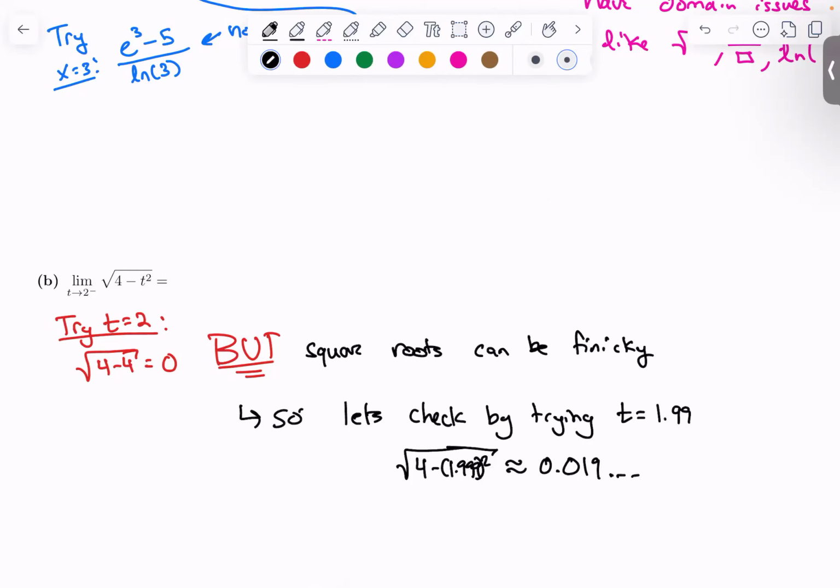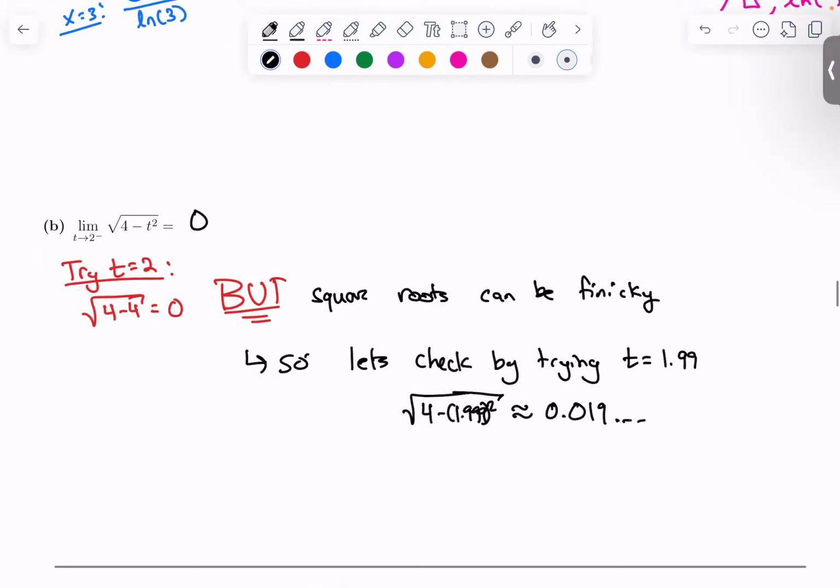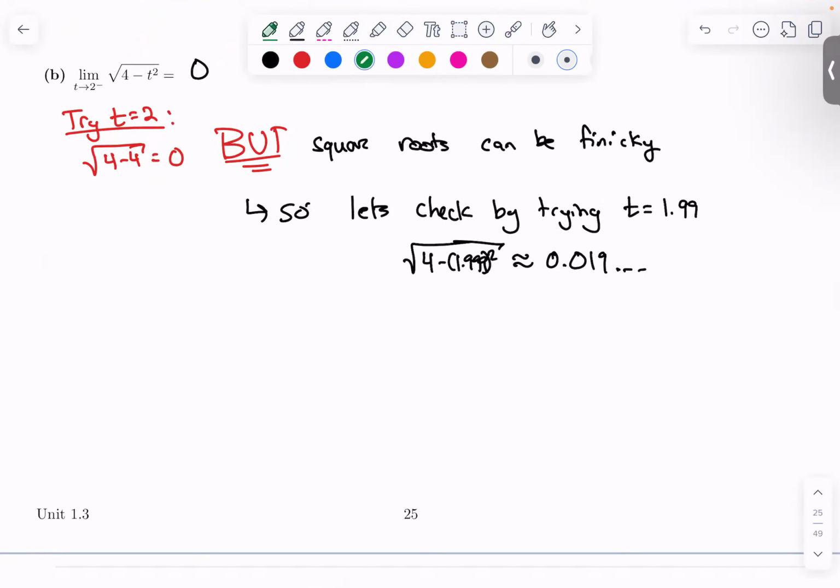But remember, we're trying to approach it. So really, we should be using numbers like 1.99999999999 and seeing if that gives an answer that's close to 0. And it will. So this one does, in fact, equal 0. But on a note, the limit as t approaches 2 from the right of the square root of 4 minus t squared does not exist.